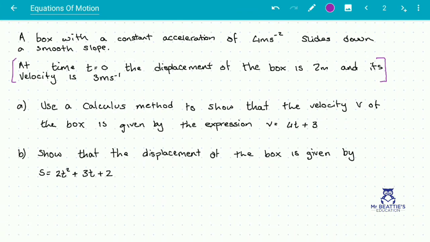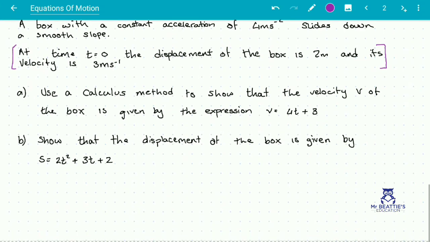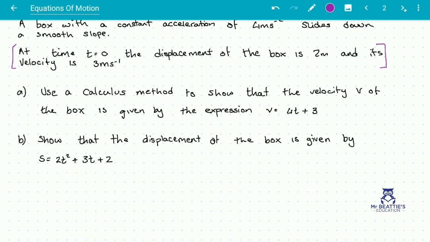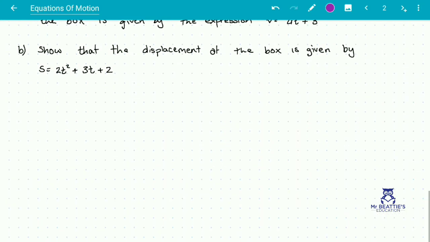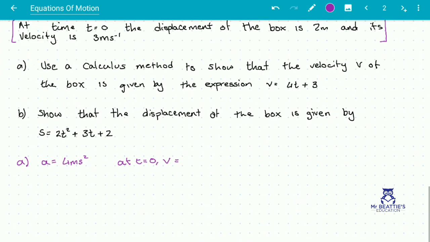Okay, now as you've probably already worked out, this is going to be an integration question. Okay, so it says use calculus methods to show that the velocity v of the box is given by the expression v equals 4t plus 3. So starting with question A then, first thing I'm going to do is write down everything I know. So I know that the acceleration is 4 meters per second squared, and at t equals 0, v equals 3.